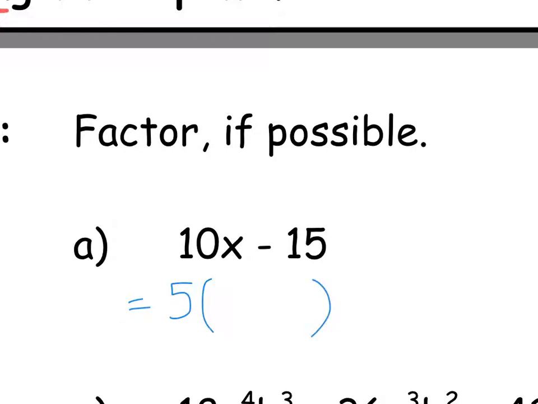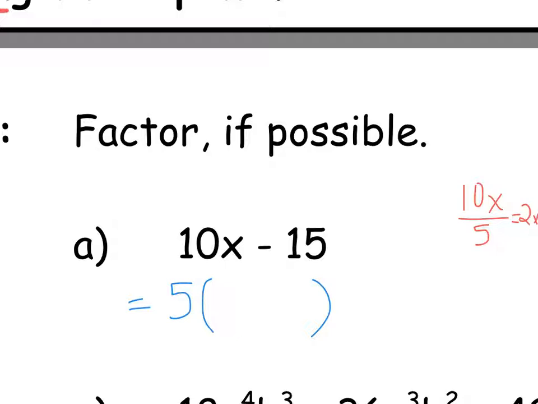And so on the side or in my brain, I can say, well, when I pull out the 5 from that 10x term, I'm essentially dividing that 5 out. Well, 10 divided by 5 leaves me with 2, and I haven't removed an x. I haven't really talked about the x here. I'm going to go back. I really should have talked about that.